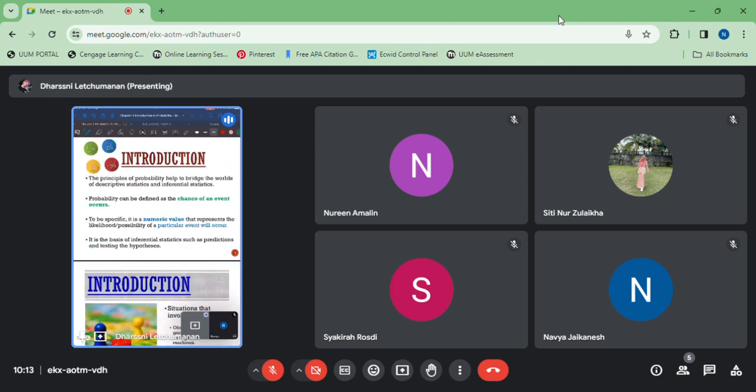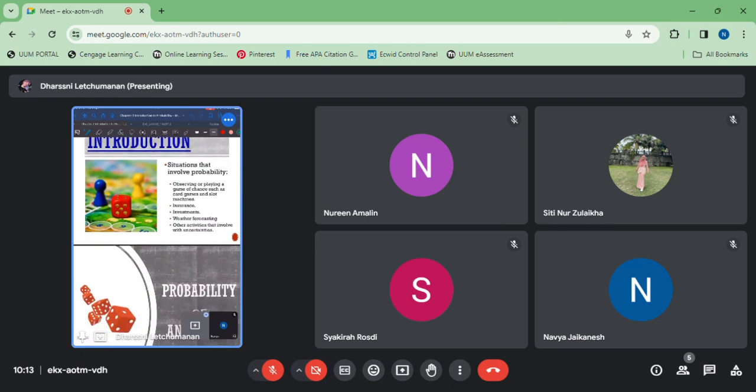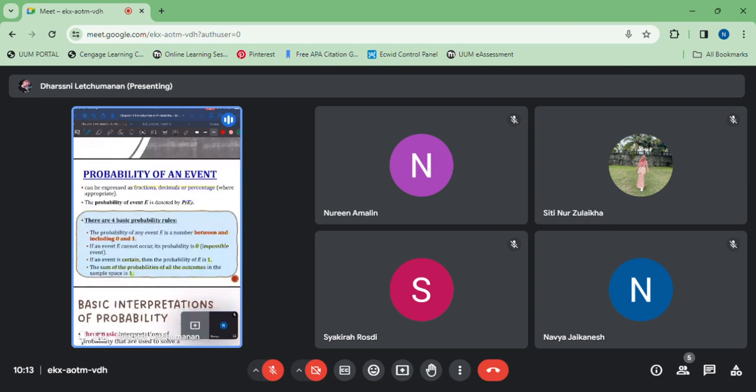So our topic is probability. Probability is the chance of an event happening. You can express it as a fraction, decimal, or percentage. You must write it like this every time, for example 1/2 or 0.5. And the probability must be between 0 and 1 only.